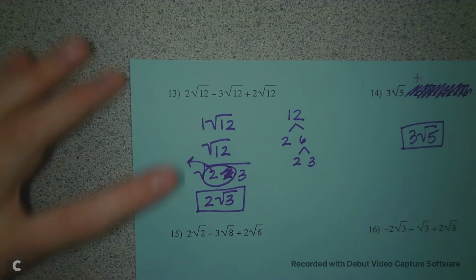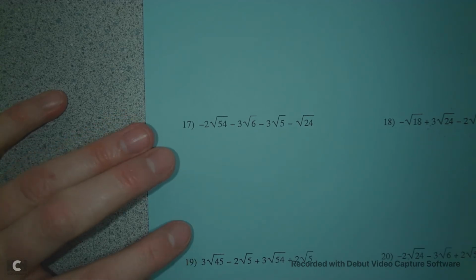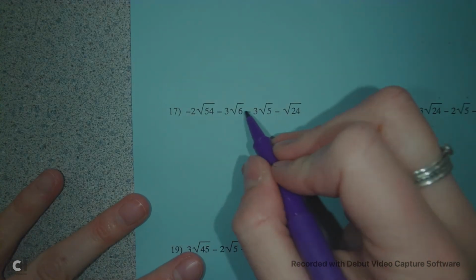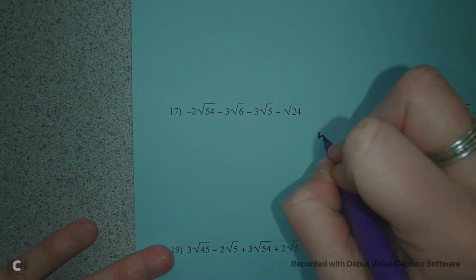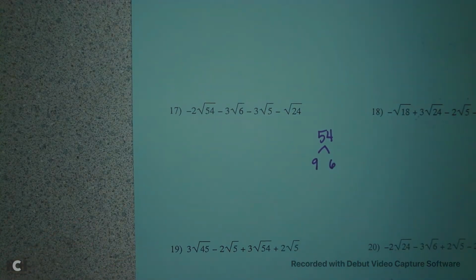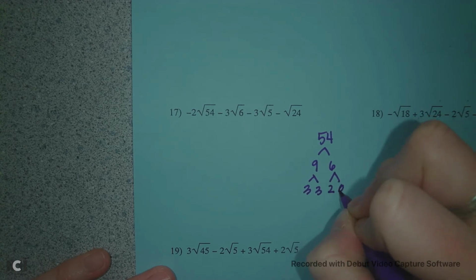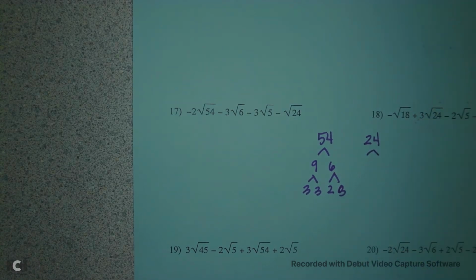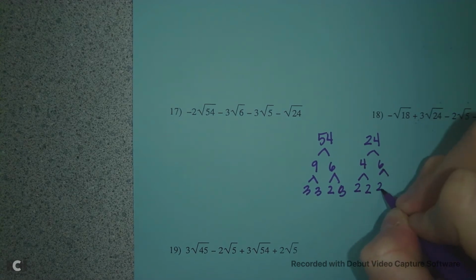Let's do one more. Let's do number 17. On 17, we're going to start by combining our like terms. We've got root 54, root 6, root 5, and root 24, so no like terms. So now let's see, we can reduce 54. 54 is 9 and 6, 9 is 3 and 3, and 6 is 2 and 3. And we can also reduce 24. 24 is 4 times 6, 4 is 2 and 2, and 6 is 2 and 3.